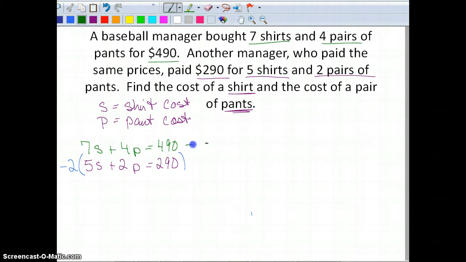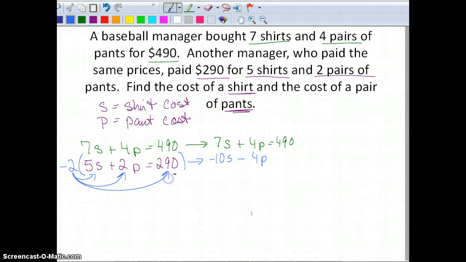So the first equation I'm just going to slide over. So I have 7S plus 4P is equal to 490. Now the second equation, negative 2 times 5S, that gives me a negative 10S. Negative 2 times 2P gives me a minus 4P. And negative 2 times 290 gives me negative 580.